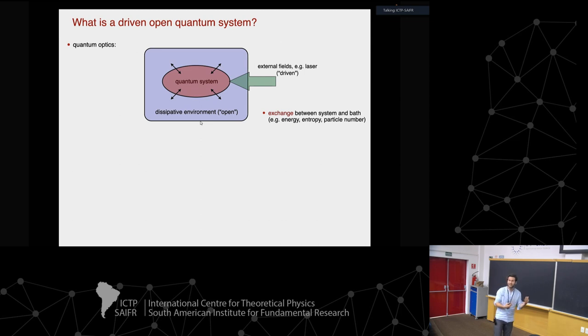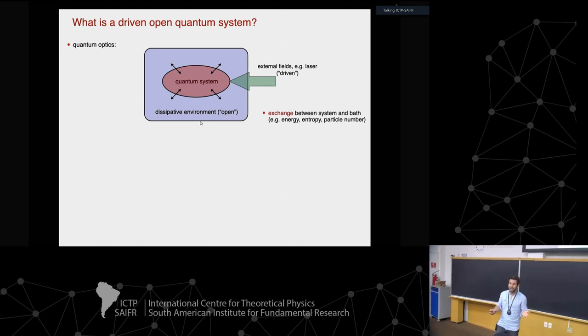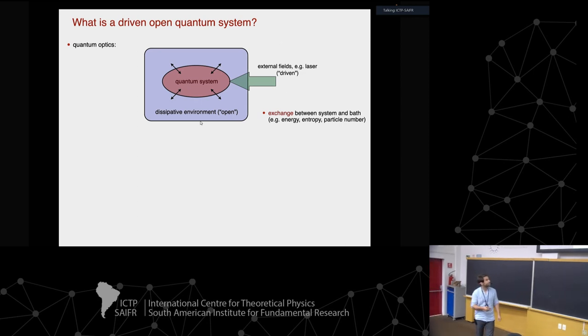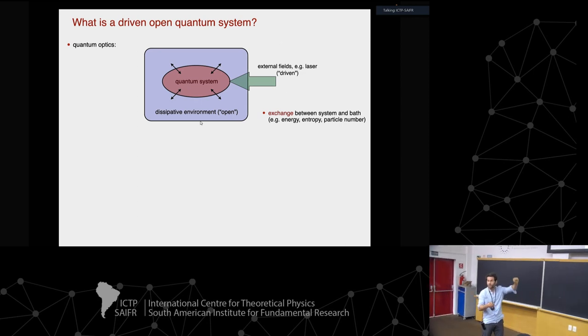And open means that this small quantum system can exchange various quantities with its environment. Let that be particle number, let it be energy, or just entropy information between the two subsystems of this huge global system here. And the second important ingredient, so that is something that you have in condensed matter as well. So electrons are coupled to a phonon bath.